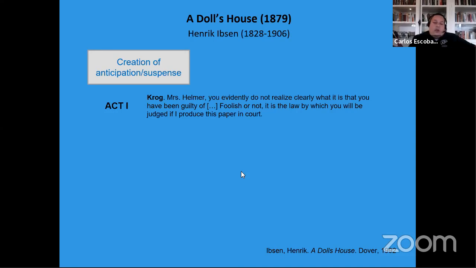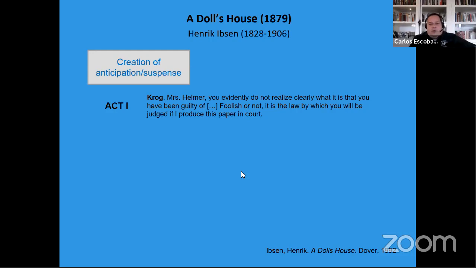Now Nora says, but I did it to save my family. Surely the law will understand that I did it out of love and out of a desire to help. And he explains to her, absolutely not, the law is the law.